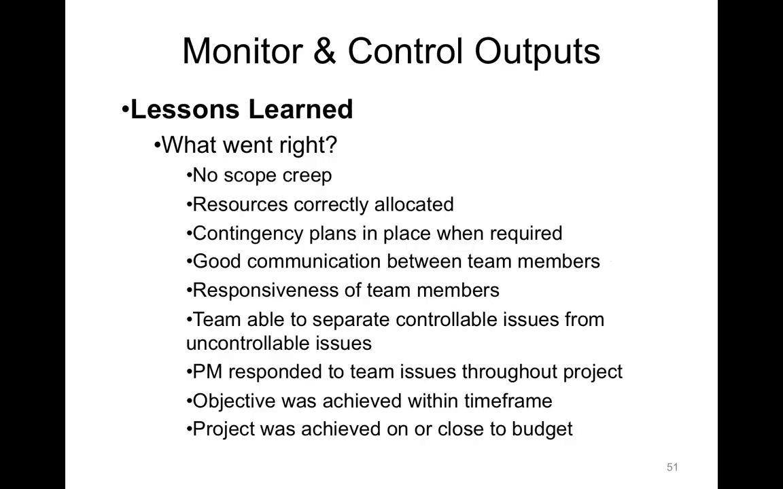So lessons learned really asks, what went right? Things that can go right in a project: no scope creep. The resources are all used correctly. They're allocated correctly. Contingency plans are in place when they're required. That would be ideal. There's good communication between team members. Everyone's communicating effectively. Team members are responsive. They're not impossible to get a hold of, they are responsive to requests, and they are communicating effectively. The team is able to look at what they can control versus what they can't control effectively as well.